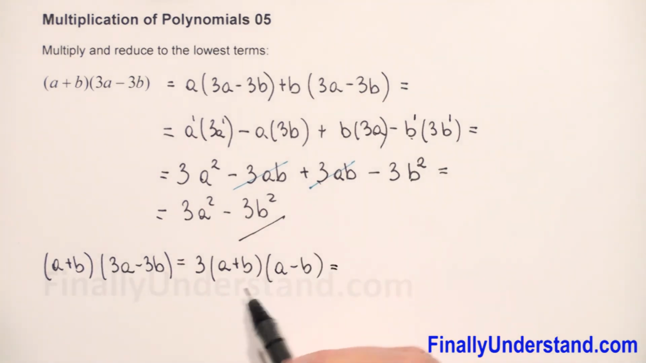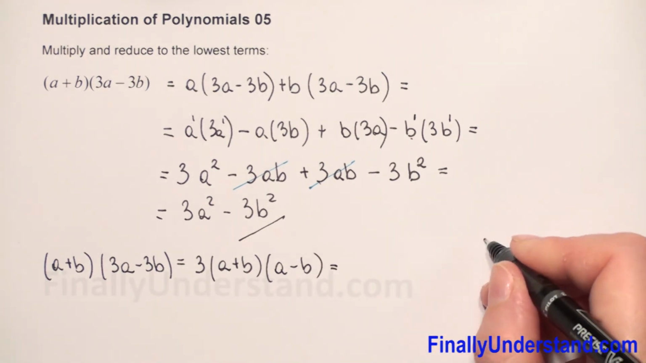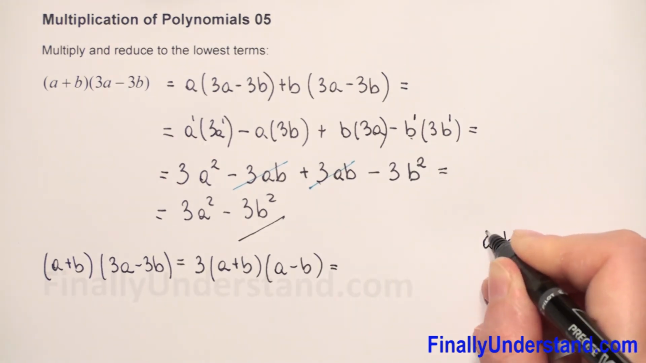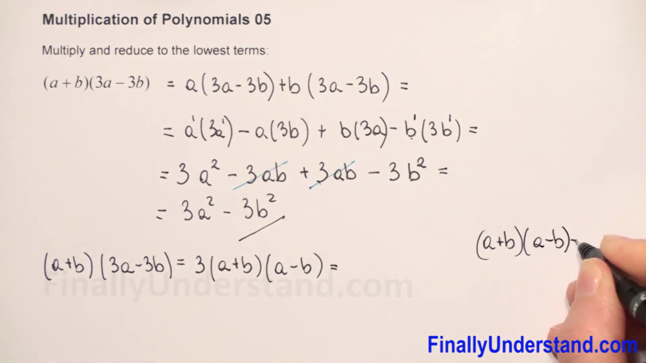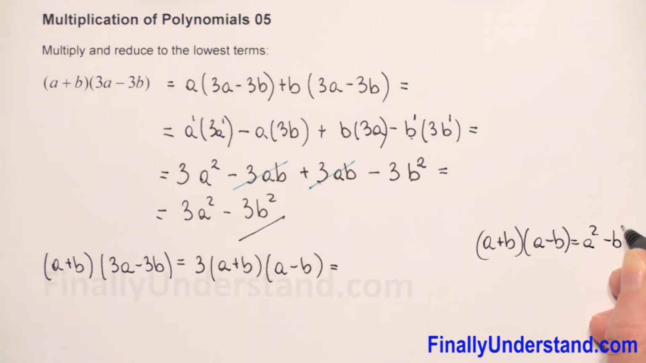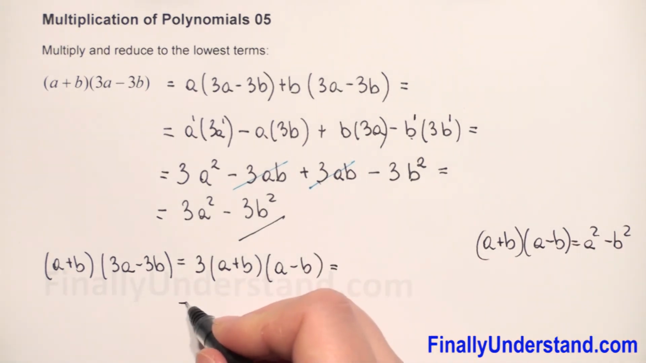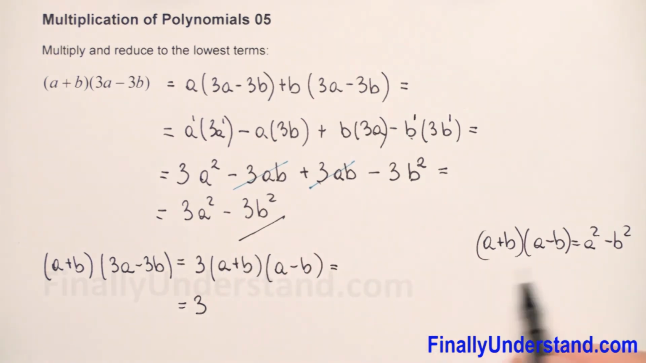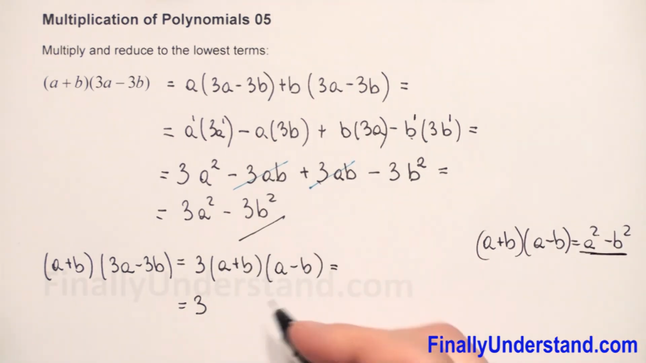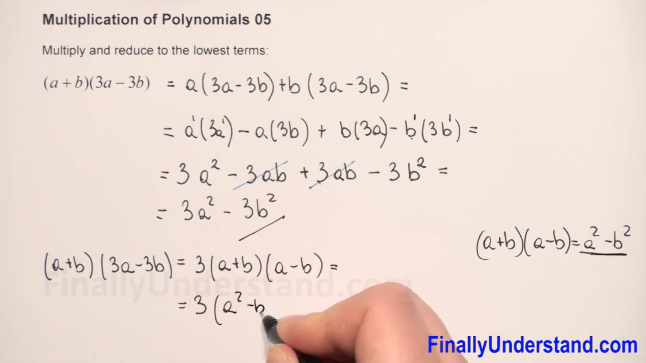And now we see that we have here the formula for the difference of two perfect squares. When we have a minus or plus b, it doesn't matter which we put first, times a minus b, this is equal to a squared minus b squared, the difference of two perfect squares. So we have to copy 3, and this expression is equal to that. So we have a squared minus b squared.